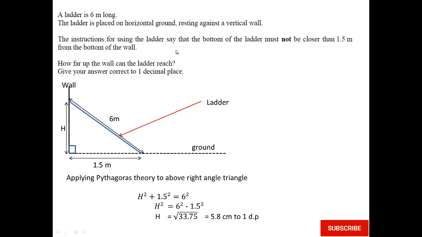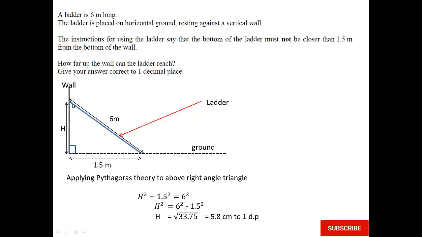There are some instructions for using this ladder. It says that the bottom of the ladder must not be closer than 1.5 meters from the bottom of the wall. So this distance has to be at least 1.5 meters. How far up the wall can the ladder reach? So we have to calculate this vertical distance along the wall.